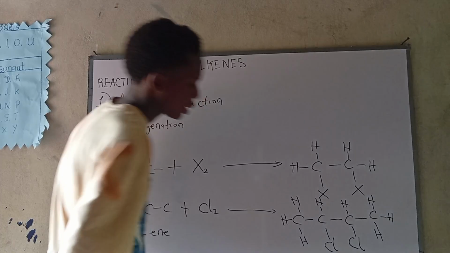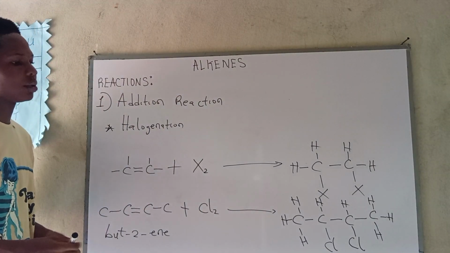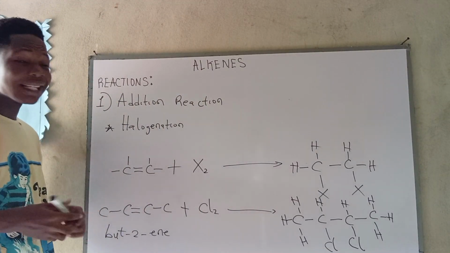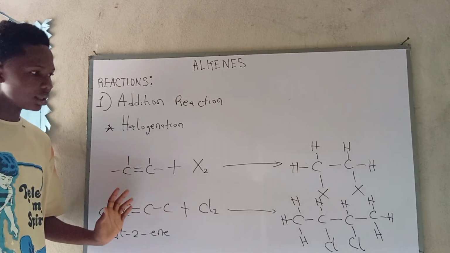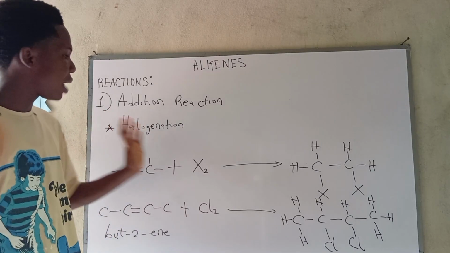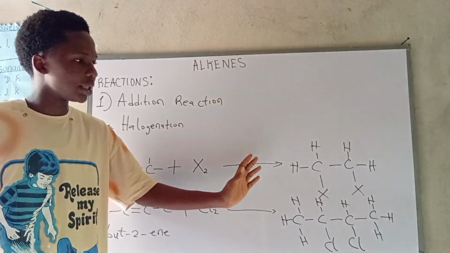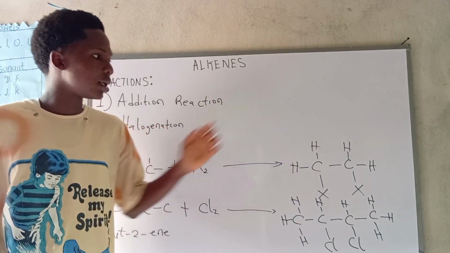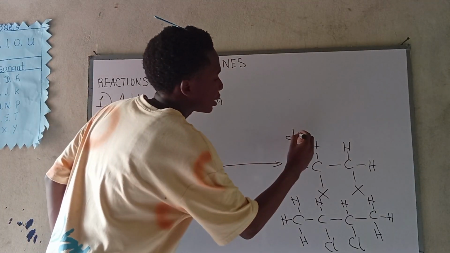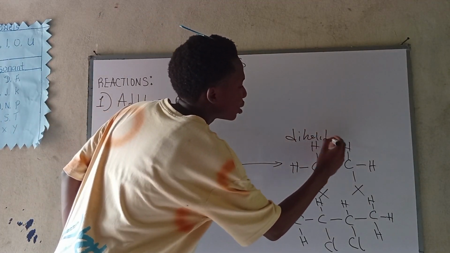And that is it. Now, if we want to name this compound, what will we name it? As I said earlier, remember, when an alkene undergoes halogenation, it will form a dihalide compound. That's what I said earlier. Write it so that you don't forget. Dihalide compound.